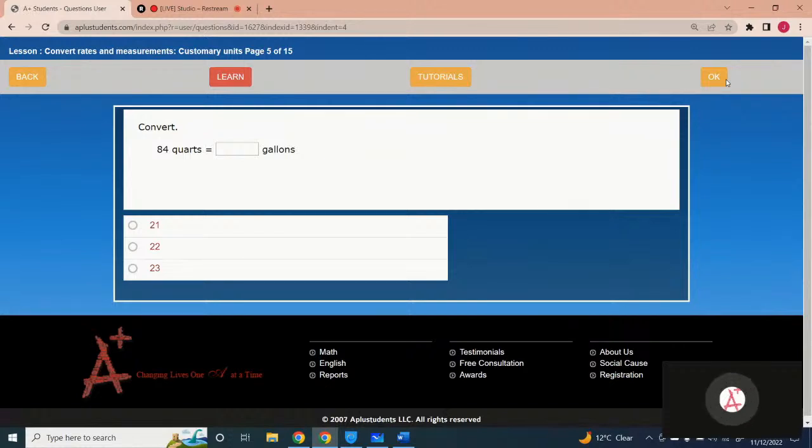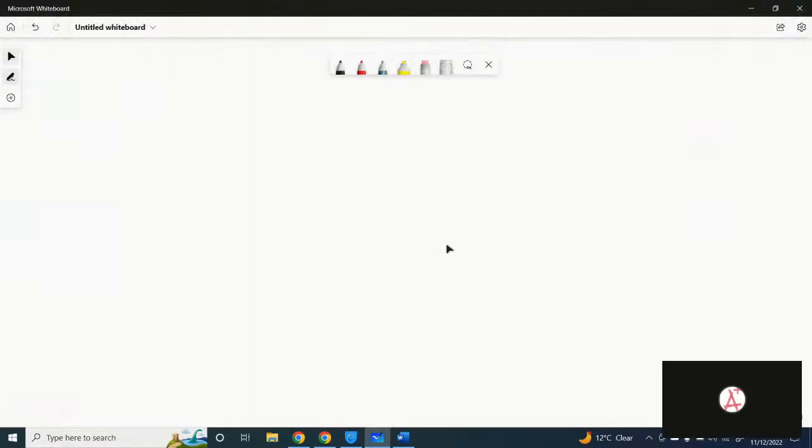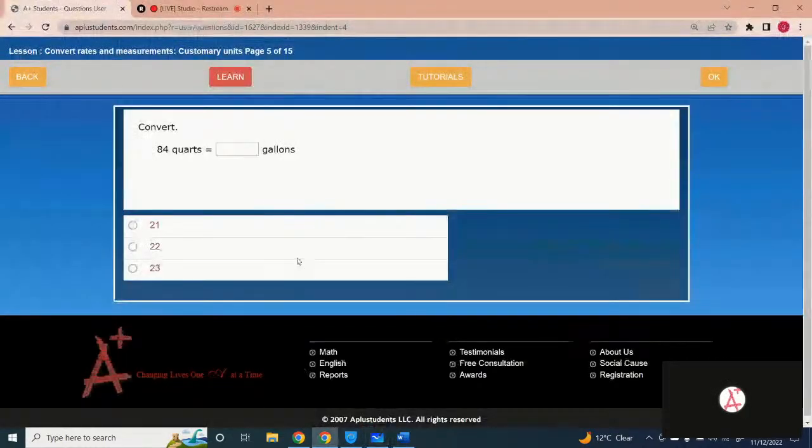Okay, 84 quarts equals how many gallons? In 1 gallon you have 4 quarts. Let me do it. 84 quarts equals, yes, it is 21. You have to divide it by 4, so it would be 21. Got it?